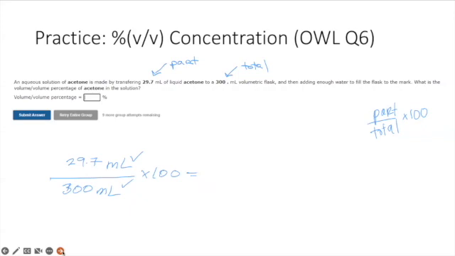Oh, I'm sorry. On the last problem, I said 9.9. When you do the math, the last problem is 5.66%. This one is 9.9%. My apologies.